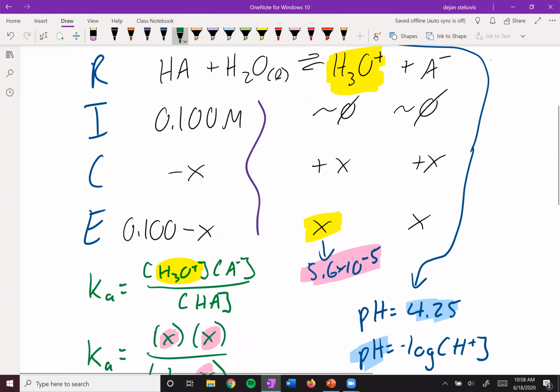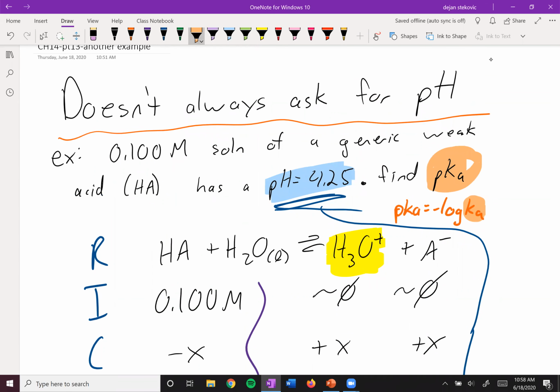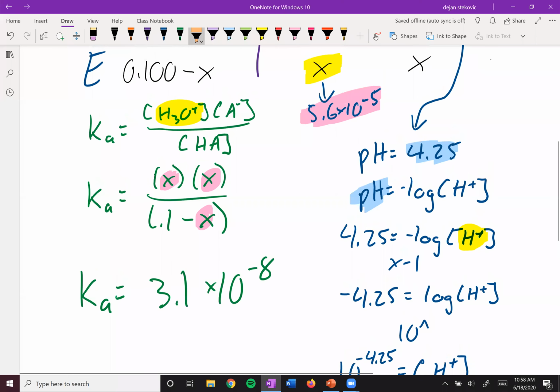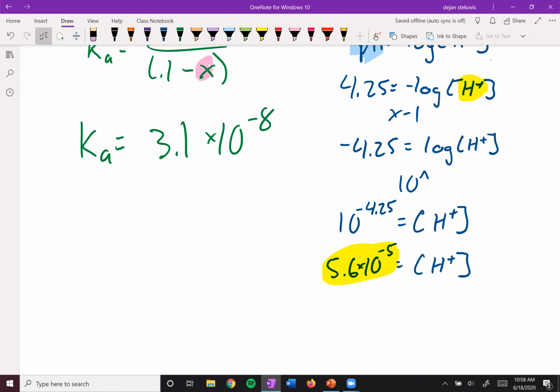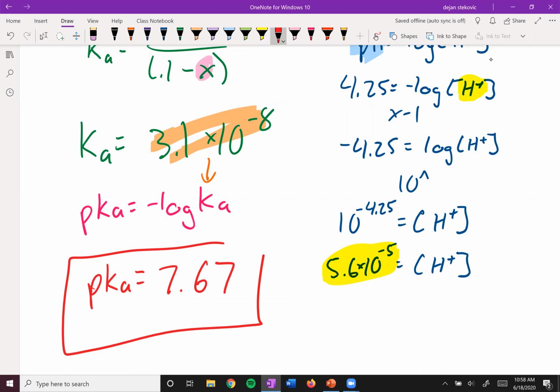And then if we take a look back, way back to what our question was asking, remember our question was asking what the pKa is, not what the Ka is, but the pKa. And so we know that pKa is equal to the negative log of the Ka. And so then we take this Ka value and plug it into here, take the negative log of it, and finally get a pKa of 7.67 as our acid strength.